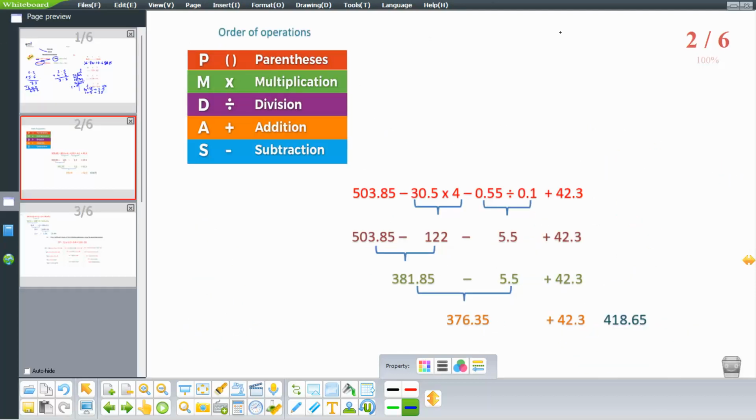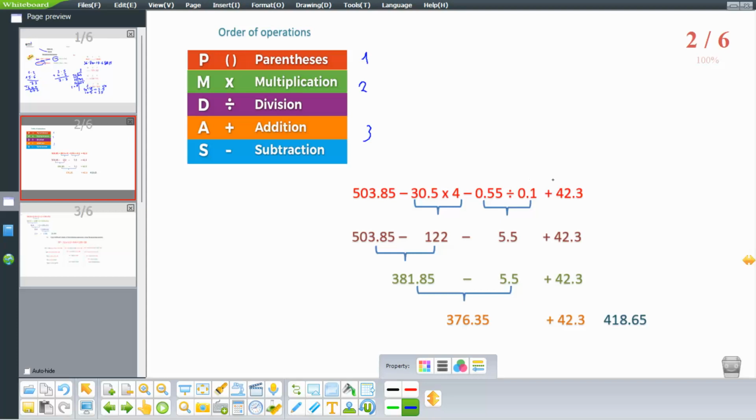Do you remember the order of operation? We talked about it in grade 4. Let's remember. We know that the order of operation, if we have parentheses, we will start with it. So number 1, parentheses. Number 2, multiplication or division in order. Then addition or subtraction in order from left to right. We must start from left.